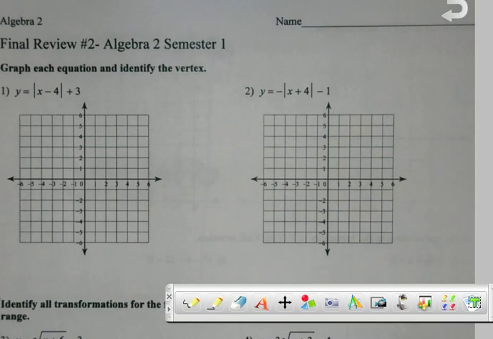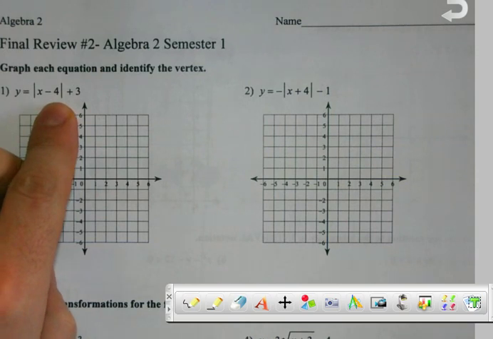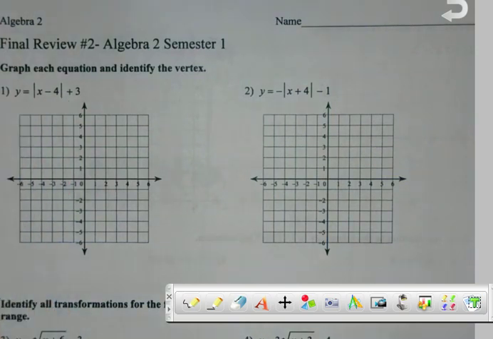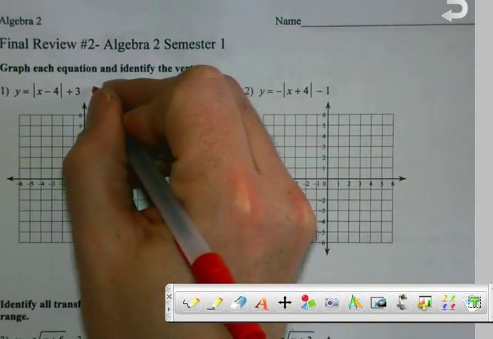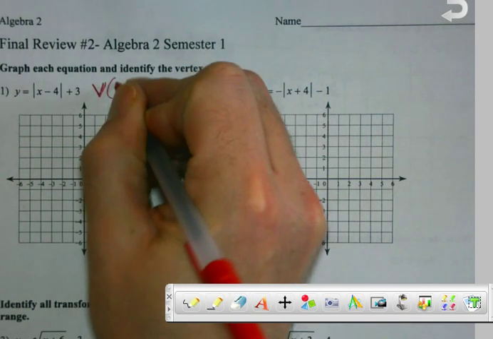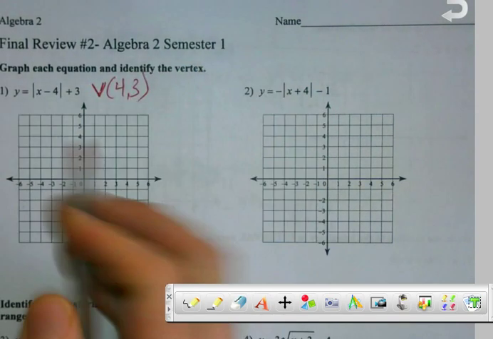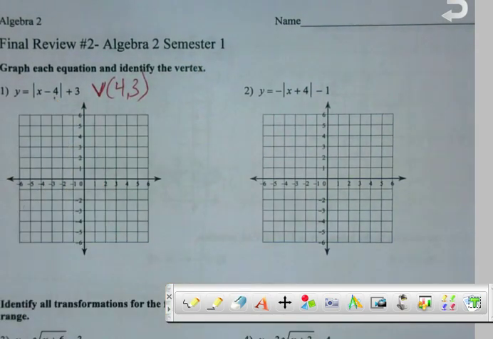Just a couple of things as reminders. No matter if it's an absolute value or a radical like the ones below, you should be able to tell me the vertex right away on either of them. What's my vertex in this first one? Okay, 4, 3.